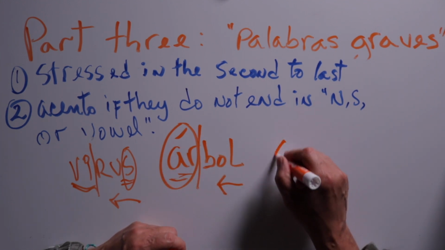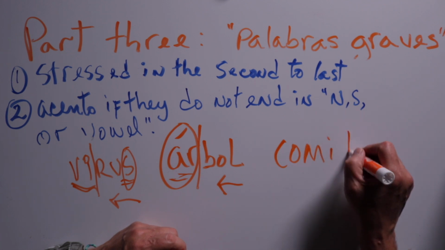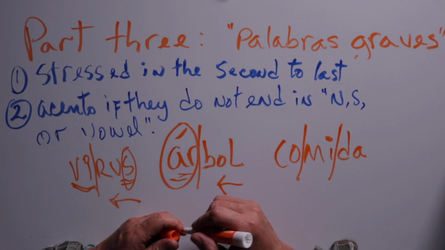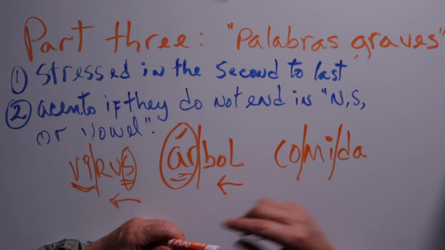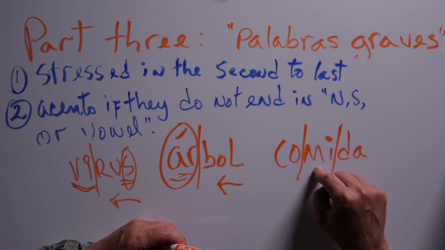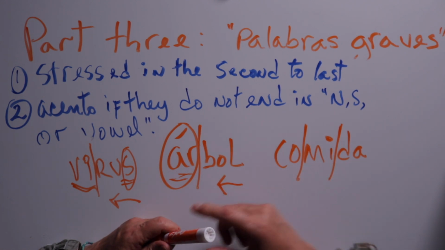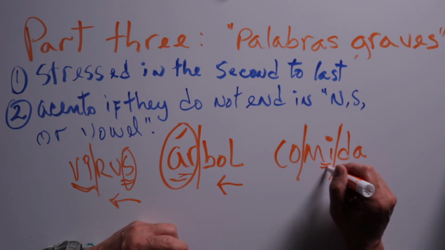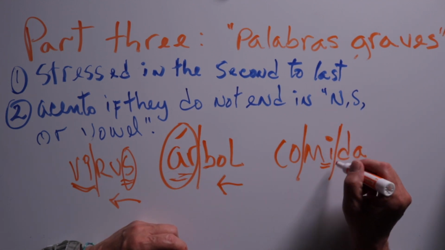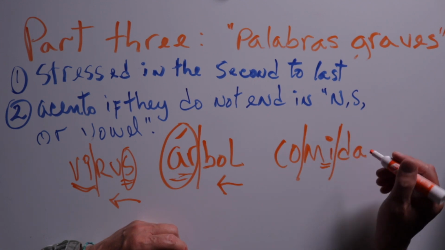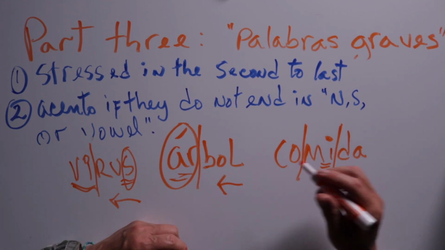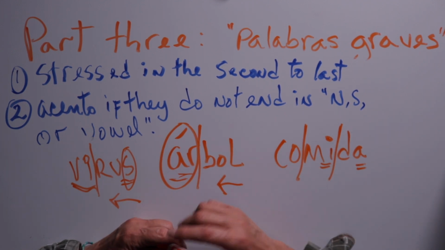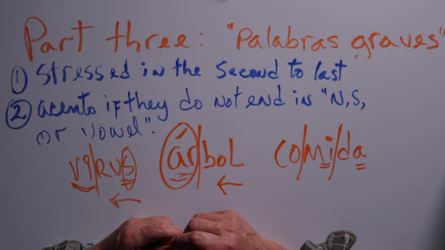Let me give you another example. The word comida. Now we have 3 syllables in this one. Comida means food, by the way. Da is the last syllable, mi is the second to last, co is the third to last. And we pronounce that word comida. Mi is the stressed syllable, second to last. Why do I not write down the acento? Because it's a grave word ending in a vowel.